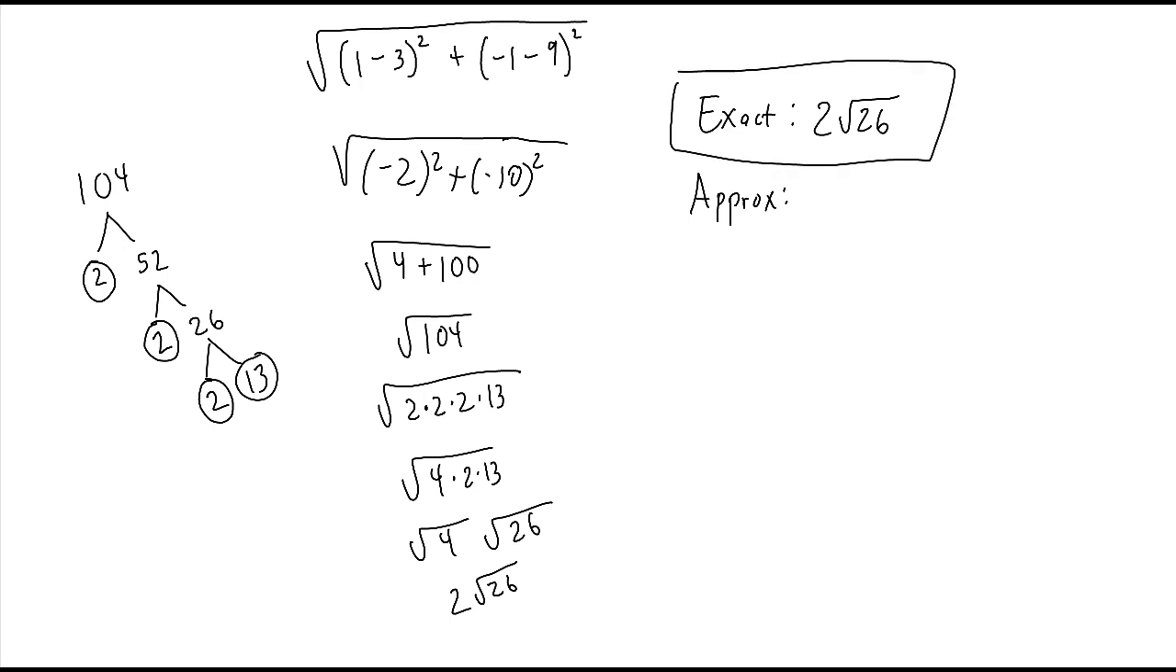To find the approximate answer, you would type it in a calculator, which I don't have on me at the moment, so we're just going to leave that part blank. The exact value is 2 times the square root of 26, and the approximate value is whatever you would get if you typed in the square root of 104, or 2 times the square root of 26, into a calculator.